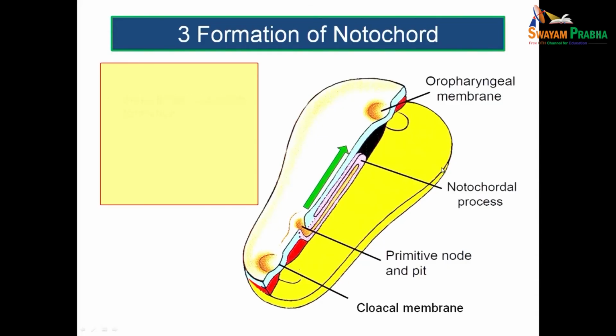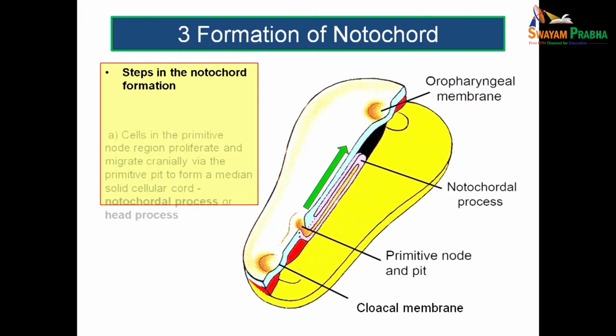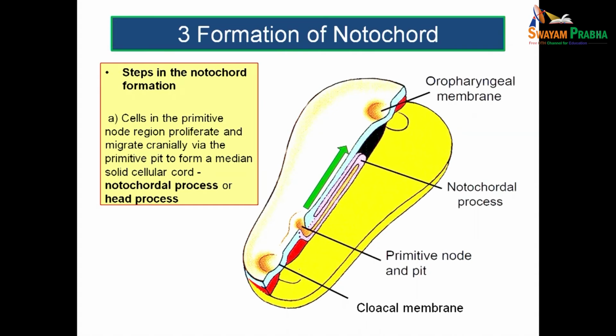So let's see the formation of the notochord. The discussion of the formation of the notochord can be dealt with in steps. First, what happens is the cells in the primitive node region.